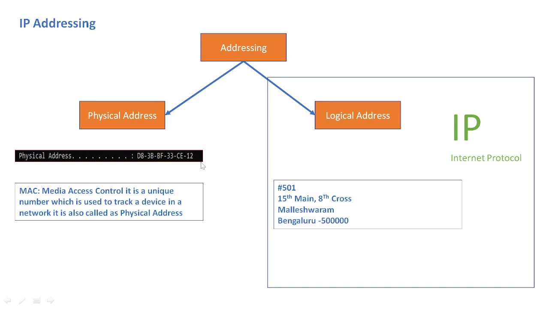Like you are using your mobile phone. In the mobile there are two kinds of address. One is your mobile number, and that mobile number can be changed. If you put Airtel, you will have a different number. If you put some other SIM card, you will have a different address. But there is a number called the IMEI number, and that number never changes.